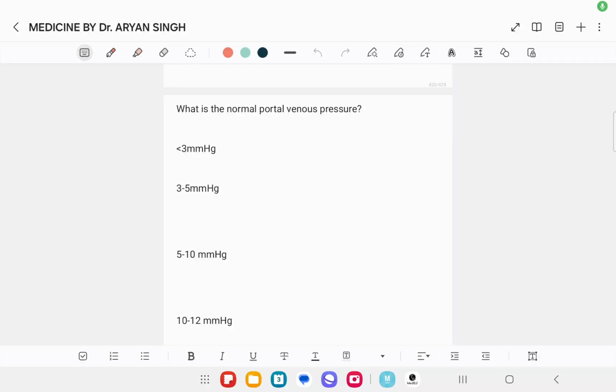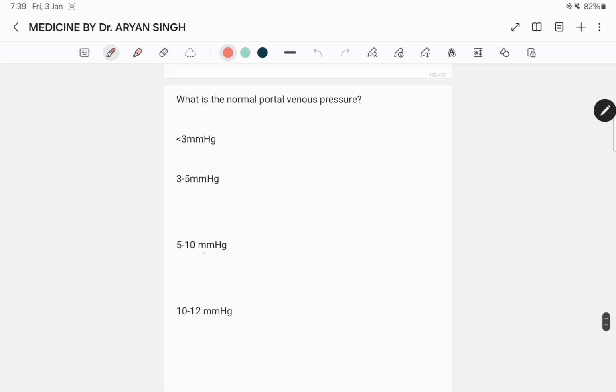Good evening, myself Doctor Aryan, and today we will discuss some important MCQs of medicine. What is the normal portal venous pressure? 5 to 10 mmHg is the best answer because the normal portal pressure is 5 to 10 mmHg or 10 to 50 cm of saline.